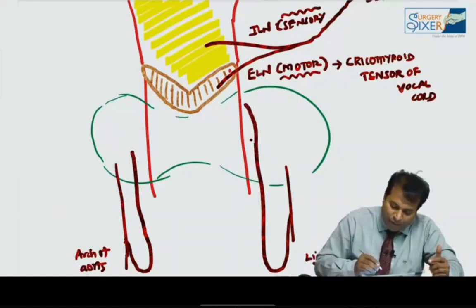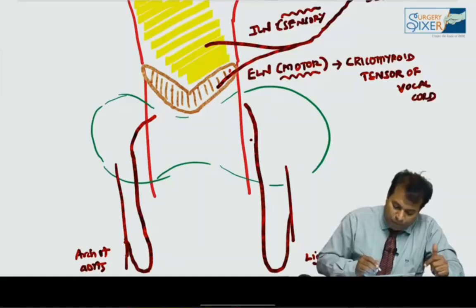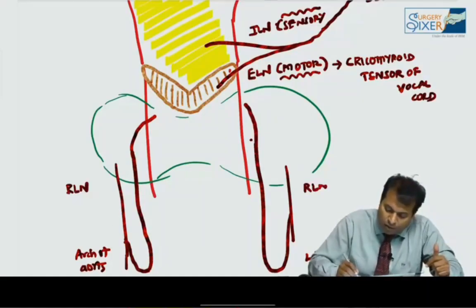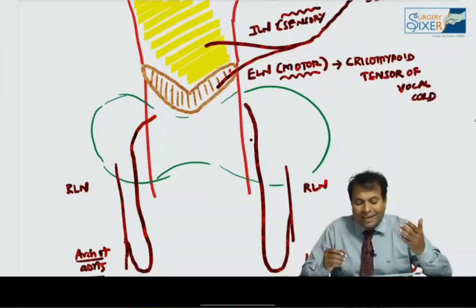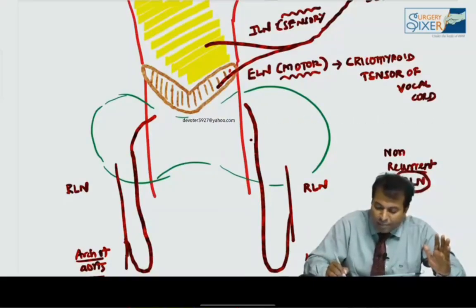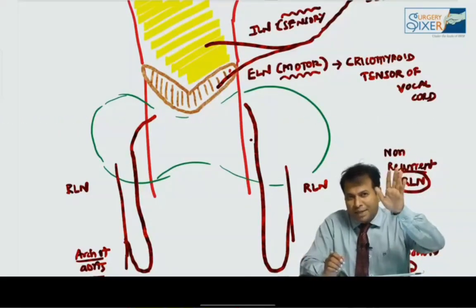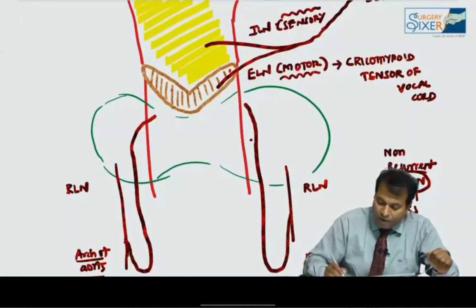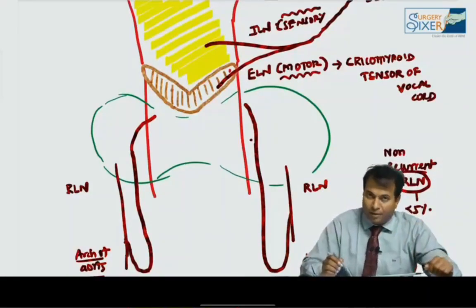There are two recurrent laryngeal nerves, one on the right side and one on the left. Please remember, if it is not hooking around the ligamentum arteriosum or arch of aorta and comes directly, it is known as a non-recurrent laryngeal nerve. The name recurrent is because it goes down and comes up. If it is not going down and coming up, it is non-recurrent. It is seen in less than 5% of cases.